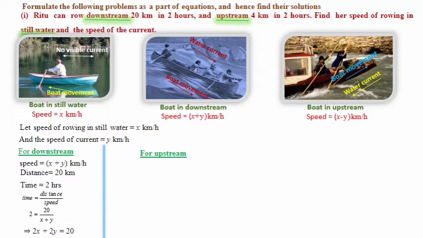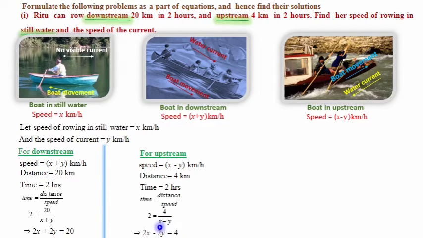And in the second case, that is for upstream, we have got speed x minus y from our calculation. Then distance is 4 km from the question, and time again 2 hours from the question. We have to write the formula: time is equal to distance divided by speed, and substitute it. Time is 2, distance is 4 km, speed is x minus y. Cross multiply it: 2 into x is 2x, 2 into y is 2y.